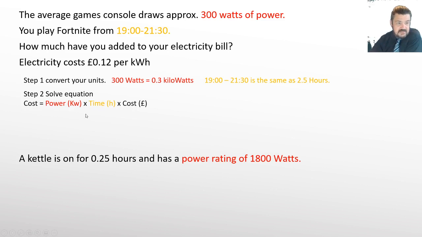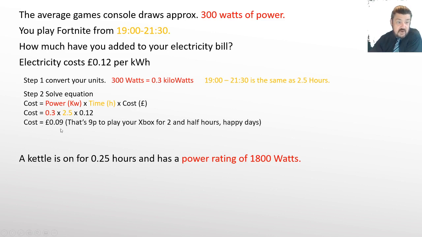Now, if we take these two here, that is your units of electricity, and then we times it by time. So kilowatt hours. So in this case, 0.3 kilowatts times the time we use the Xbox, 2.5 hours, times 12 pence. So your cost for using your Xbox is 9 pence. That's 9p to play your Xbox for 2.5 hours. That's not bad at all.